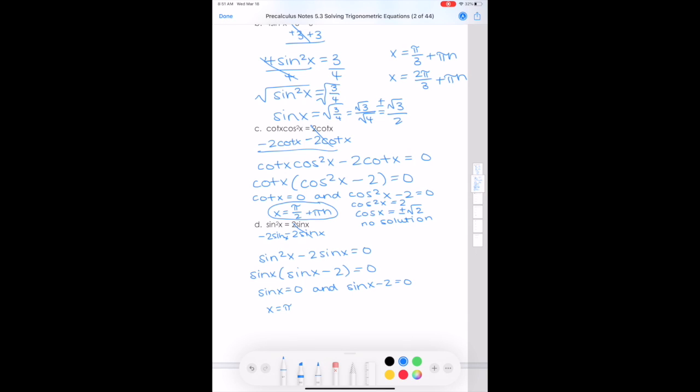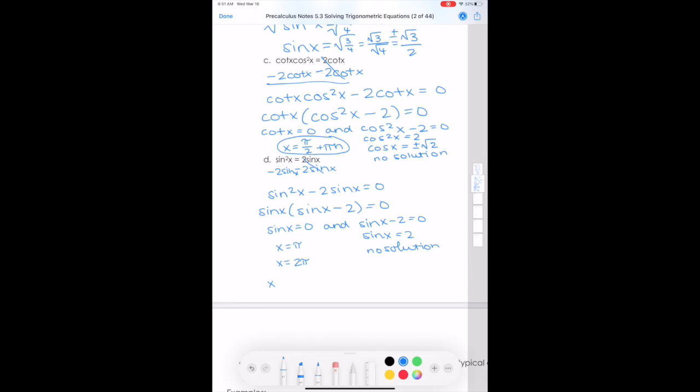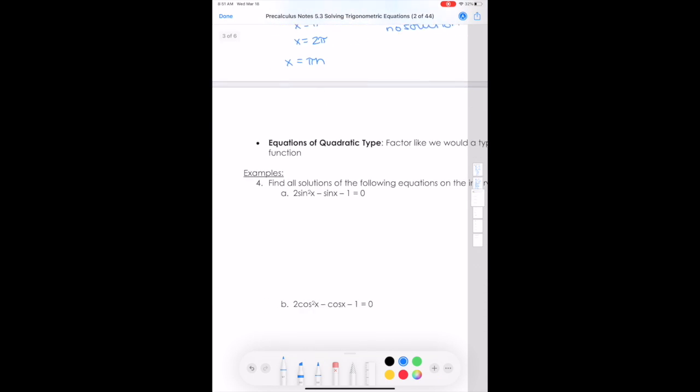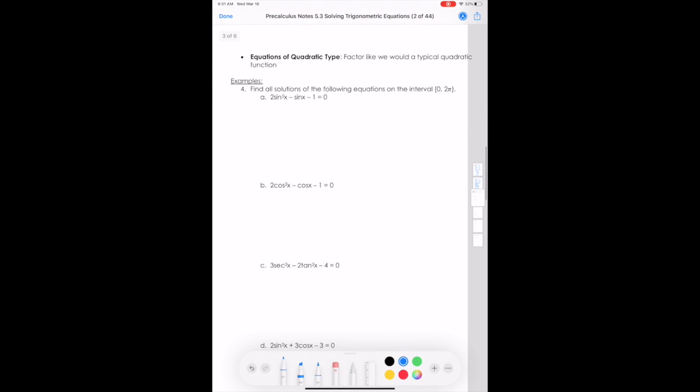So for this one, sine x equals 0 at pi, and sine x equals 0 at 2 pi. So those are only pi apart. That is why this one is going to end up being plus pi n. Sine x never equals 2 and never gets bigger than 1, so no solution for that one. And then you see I write x equals pi times n. So at pi, 2 pi, 3 pi, 4 pi, all of those places, sine is going to equal 0.